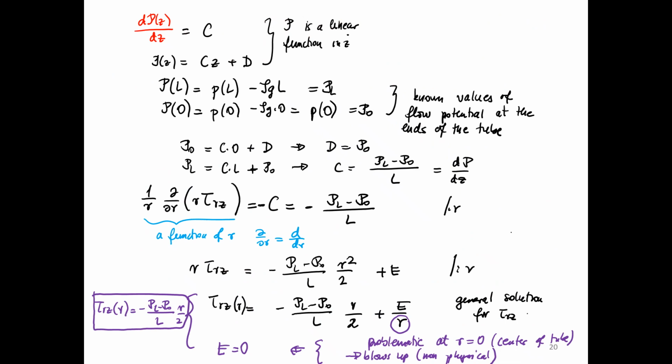I would call this the common sense condition in case your R equal to 0 is actually inside of your geometry. In those cases, you will get that shear stress is a linear function of R. So it's maximum on the solid boundaries, and it's minimum where R is equal to 0.